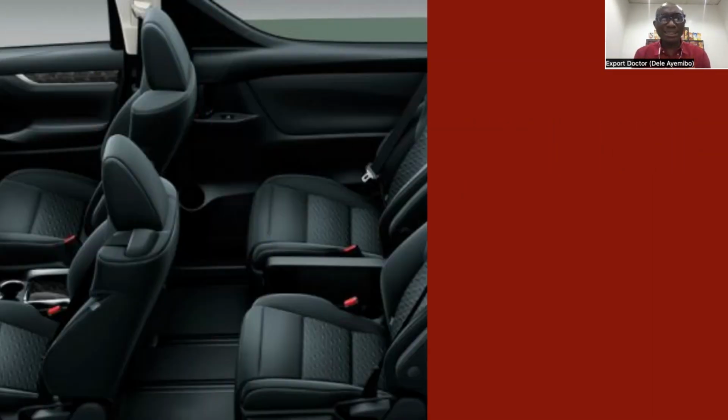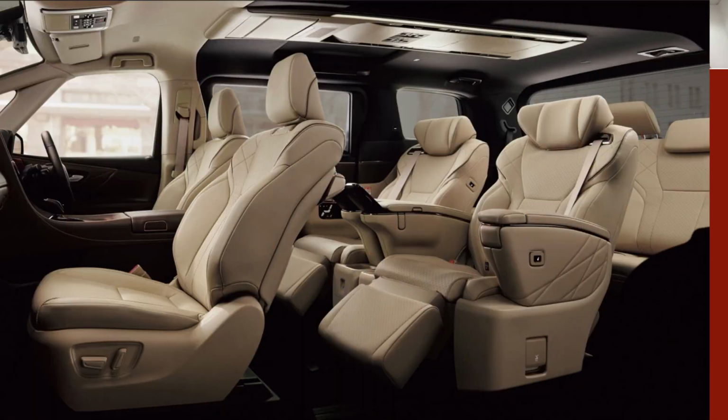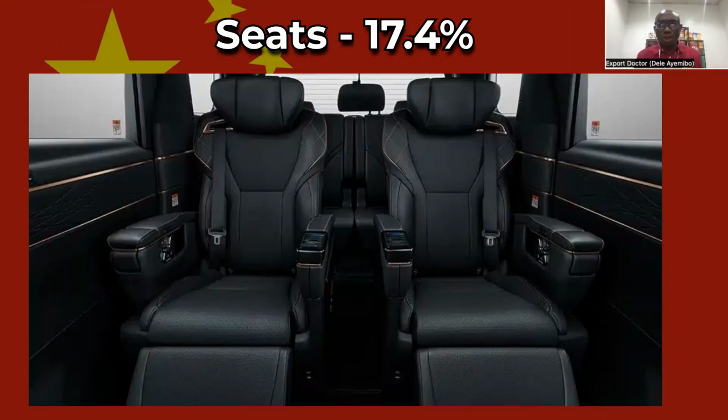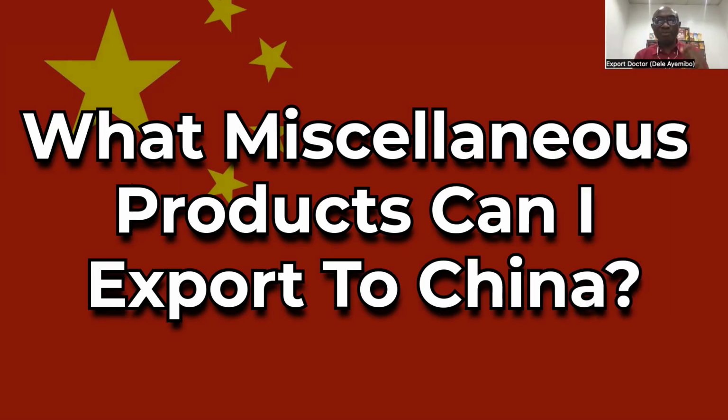Number one on the list is seat. I won't be surprised if the importers of this seat are even car manufacturers who want a particular kind of seat, maybe for luxury brands of cars produced in China, and those kinds of luxurious seats are produced maybe in Europe or North America. So you have seat, 17.4% of the 6.35 billion.